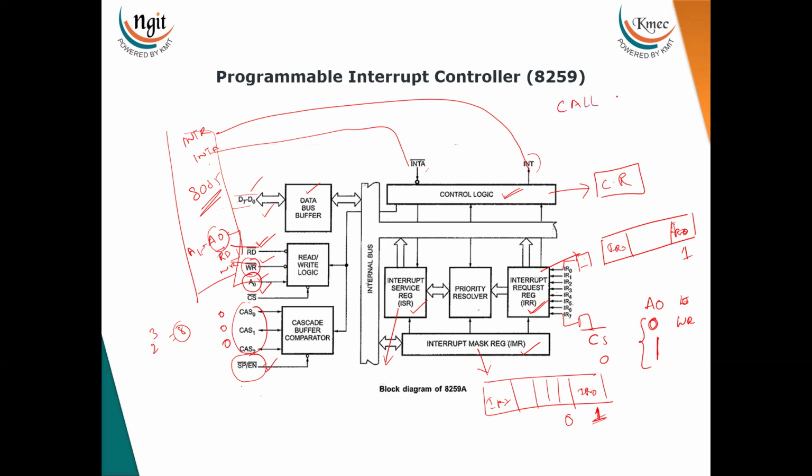Now when the call address is given, the processor will jump to this address, and whatever program is written there, it will execute. Again, it will come back to the main program. So this is about the events happening inside the programmable interrupt controller. Like this, the programmable interrupt controller is handling the interrupts.